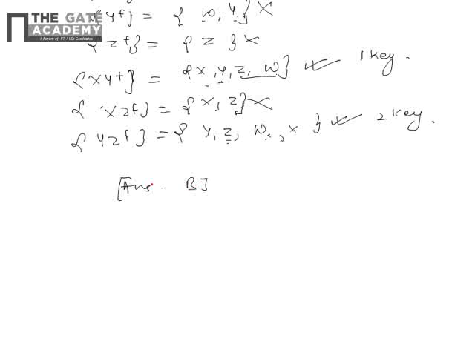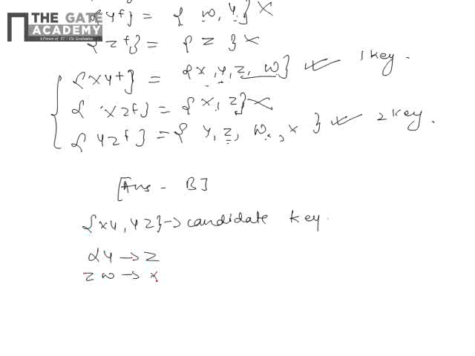Now the second part asks for the highest normal form of R. You know that these are the candidate keys. These two combinations, xy and yz, will be the candidate keys. Among them one will be the primary key, and the relations are xy determines z, zw determines x, y determines w.